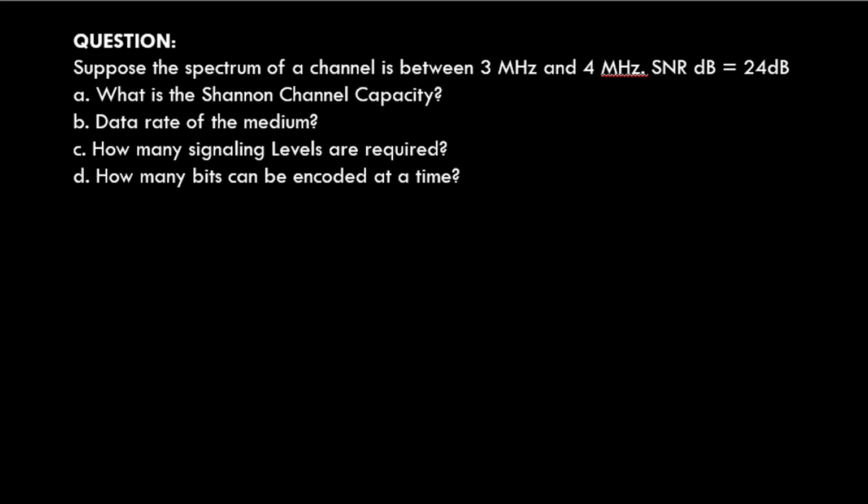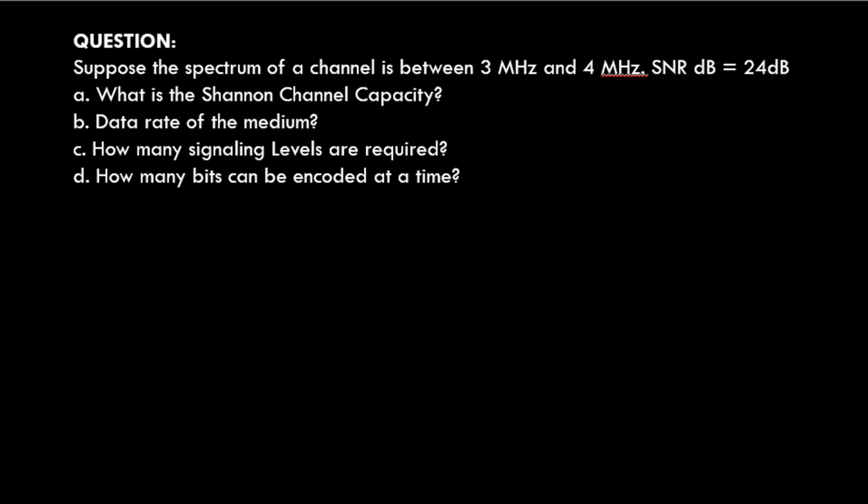Okay, so we have this question. Suppose the spectrum of a channel is between 3 megahertz and 4 megahertz, and SNRdB is 24 decibels. So these are the parameters that we are going to look at: the 3 megahertz, the 4 megahertz, and the SNRdB. The first question: A, what is the Shannon capacity? B, the data rate of the medium. C, how many signaling levels are required? And D, how many bits can be encoded at a time?